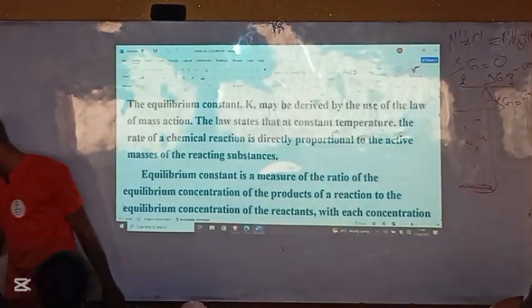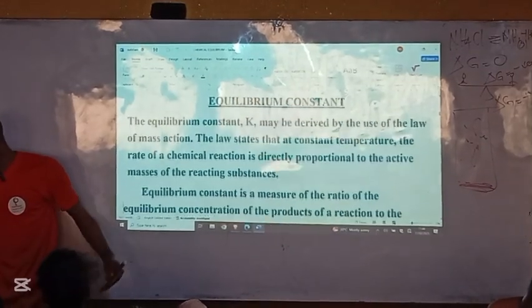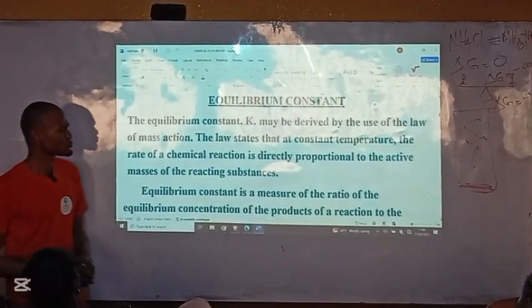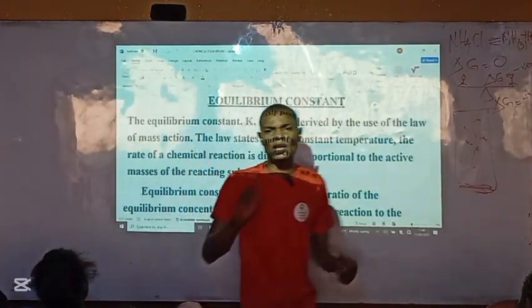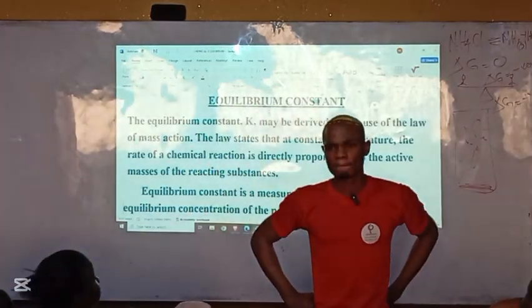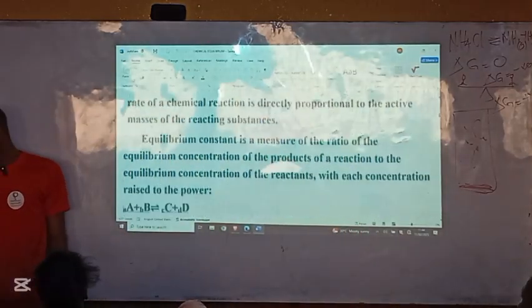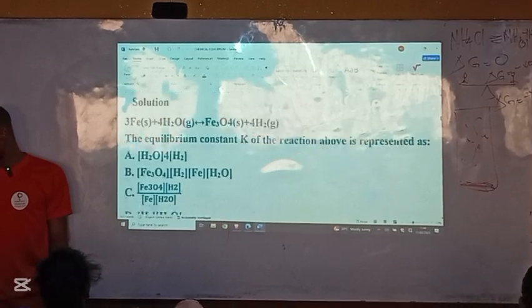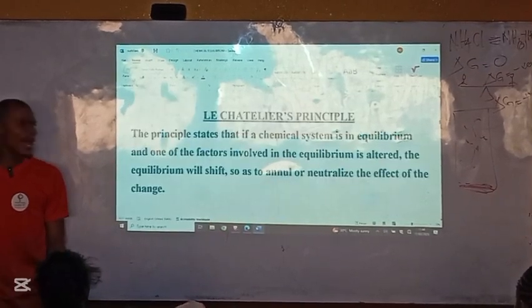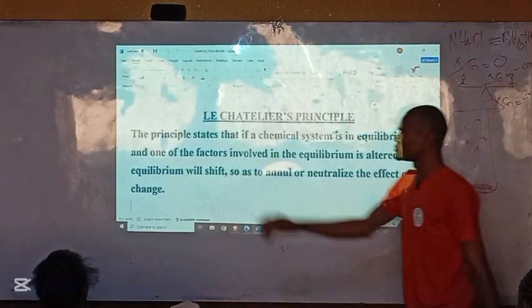Good. Equilibrium constant. Before you go to equilibrium constant, I'm going to go to factors affecting equilibrium. I will come back to this equilibrium constant. Le Chatelier's principle. Okay, let's go.